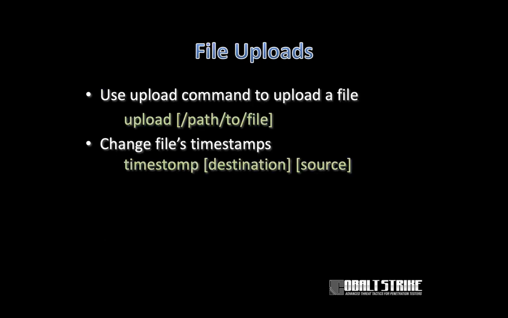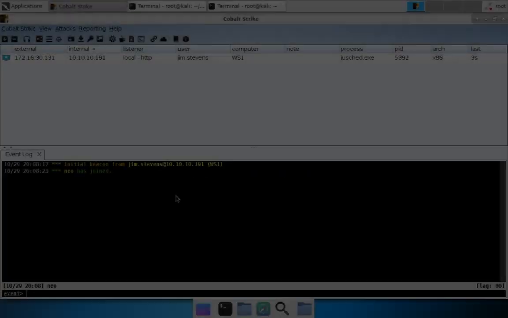To upload a file, use the upload command. Just upload the local path to the file, and Cobalt Strike will push that over to the target. If you want to change the timestamps of the file to make it blend in with something else on the target, use the timestomp command. Timestomp will update the MACE values for the file, so modified, accessed, and created. And you do not need special privileges to do this. You just need write permission for the file.